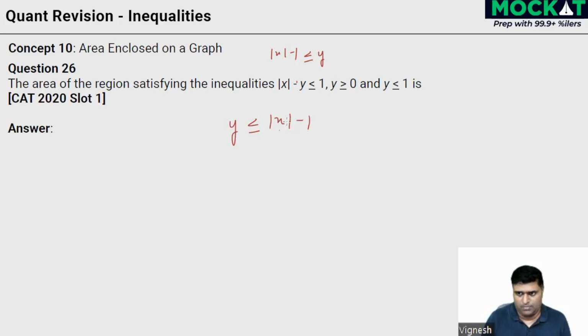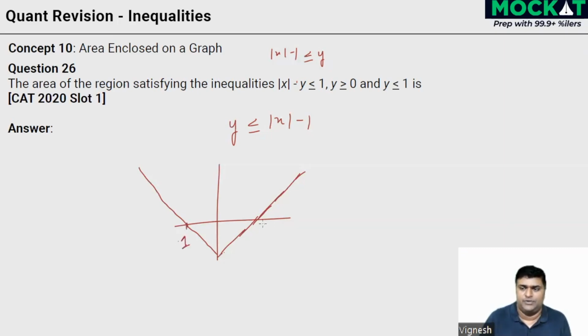Okay, so now I can do this. Mod x I know is going to be like this, but I have to subtract a 1. So it's going to be pulled down by 1 unit, but at a 45-degree angle. So this is going to be 1, and this is going to be minus 1. Just try it out. You put a 1 here, you're getting an output of 0. Put a minus 1, you're getting an output of 0. It's cutting the x-axis.